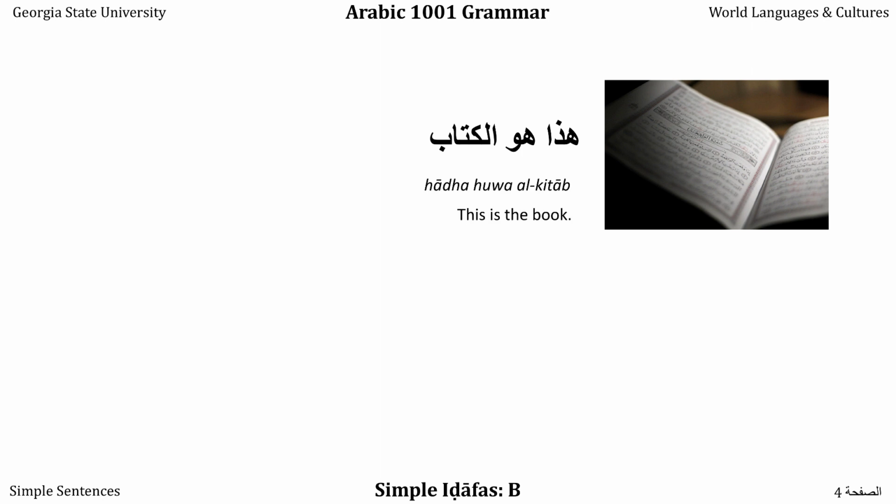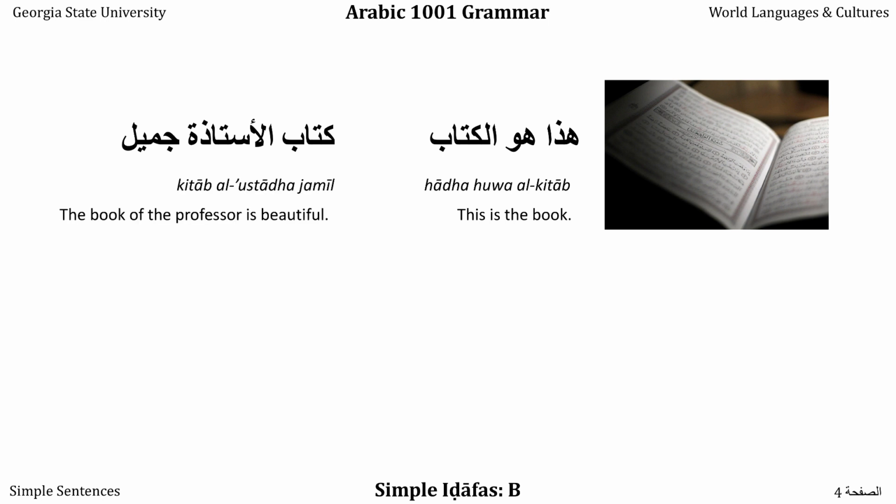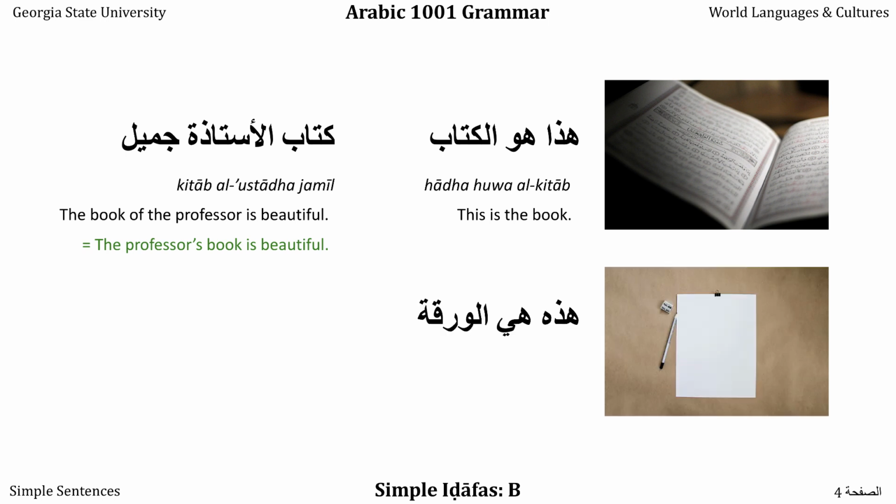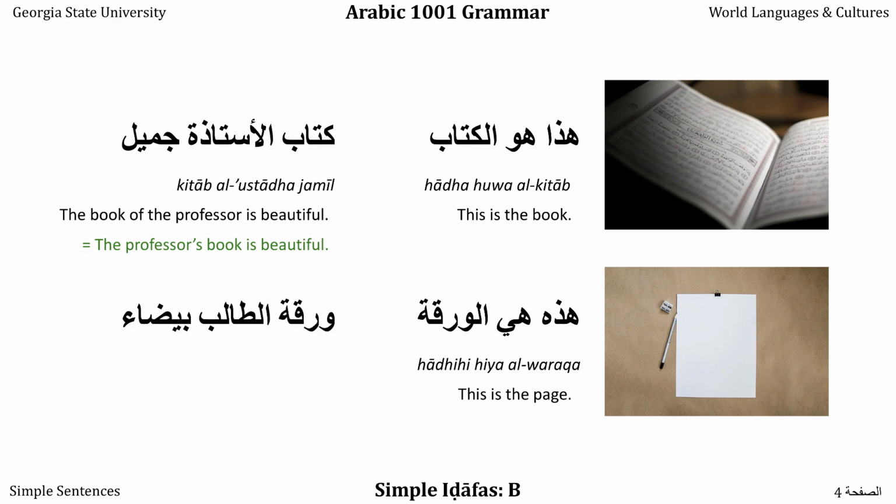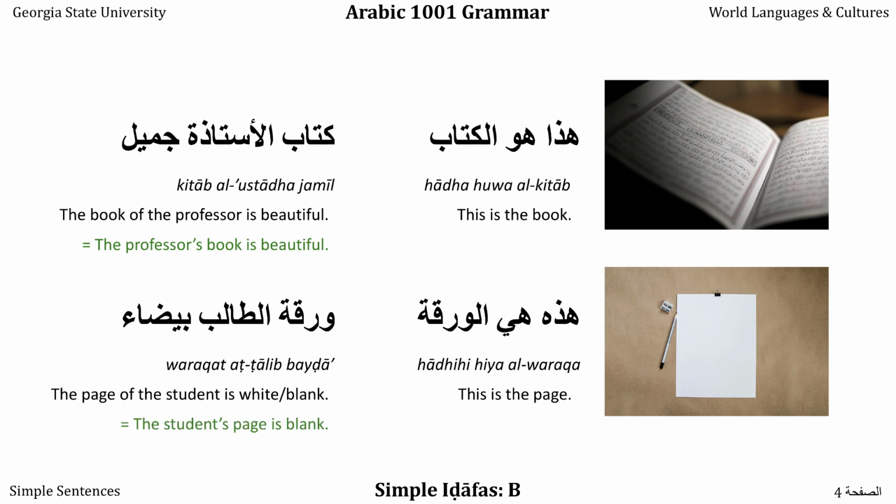We can say هذا هو الكتاب, this is the book. We can say كتاب الأستاذة جميل, the book of the professor is beautiful. Kitab and al-Ustadha are both definite, Jamil is indefinite, so we get the professor's book is beautiful. In the page, we have هذه هي الورقة, this is the page. ورقة الطالب بيضاء, where ورقة الطالب are both definite, and بيضاء is indefinite, so the page of the student is white or blank, or the student's page is blank.